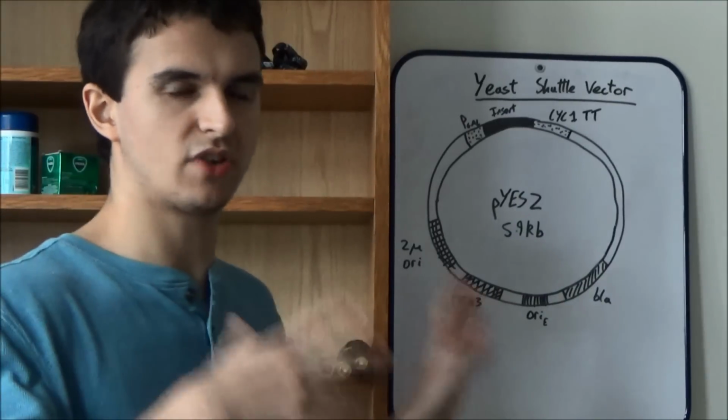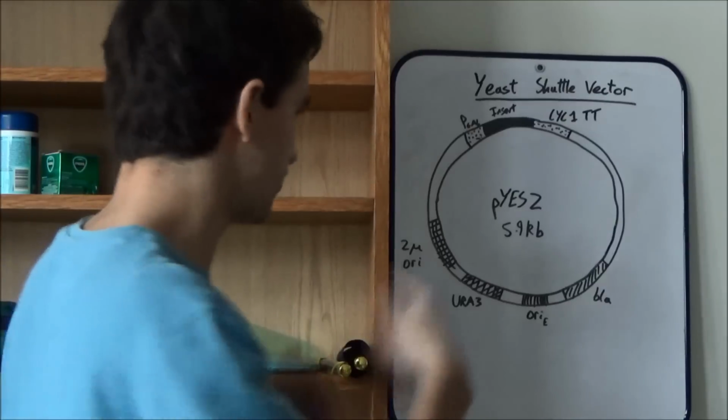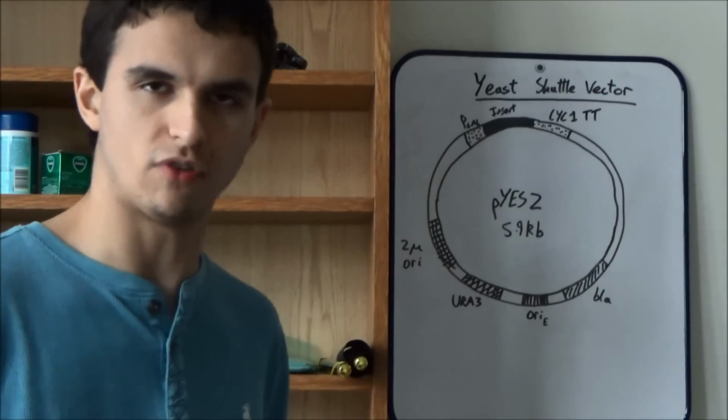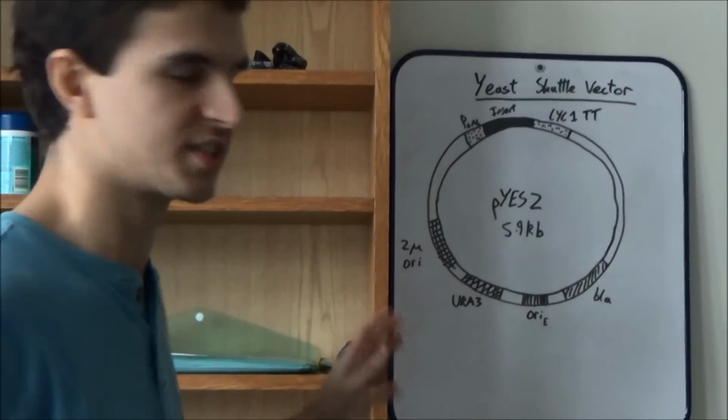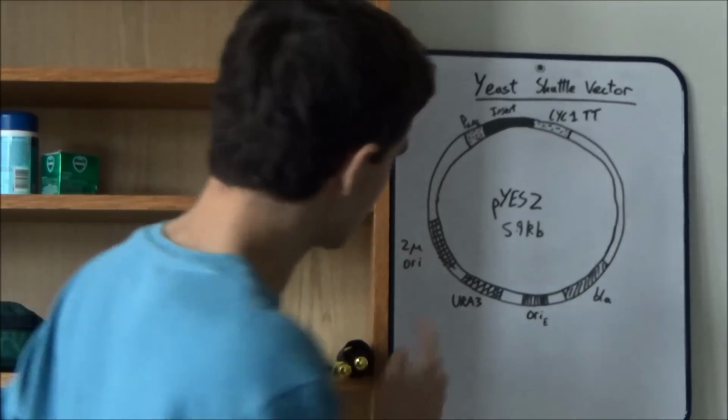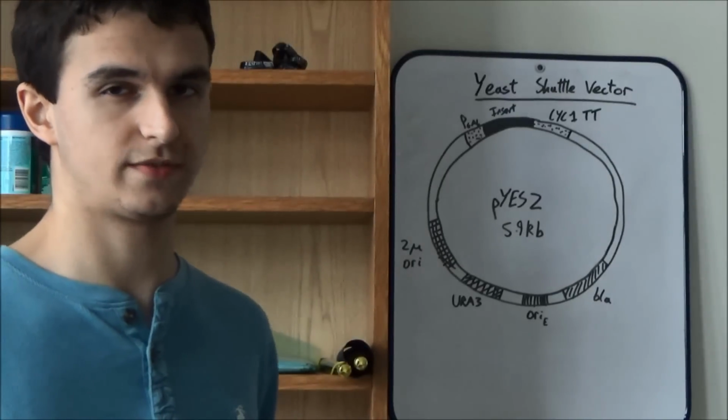When it's integrated in the chromosome, then the origins of replication within the chromosome can do that for us. But here, this guy's all on its own, it needs to sort itself out, and that's what this 2 micron origin of replication is for.